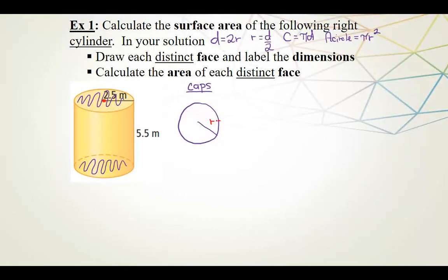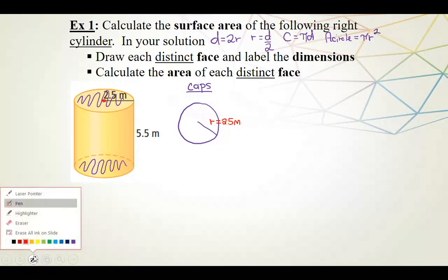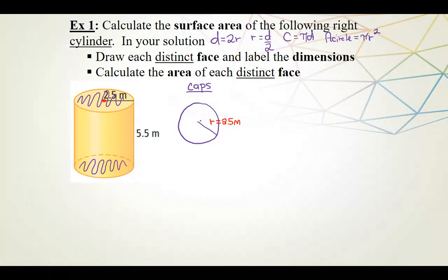Your radius will be equal to 2.5, in this situation, meters. Okay, so since we have the radius, we're set up to calculate the area of the circle. So the area of the circle, so we'll say A cap.